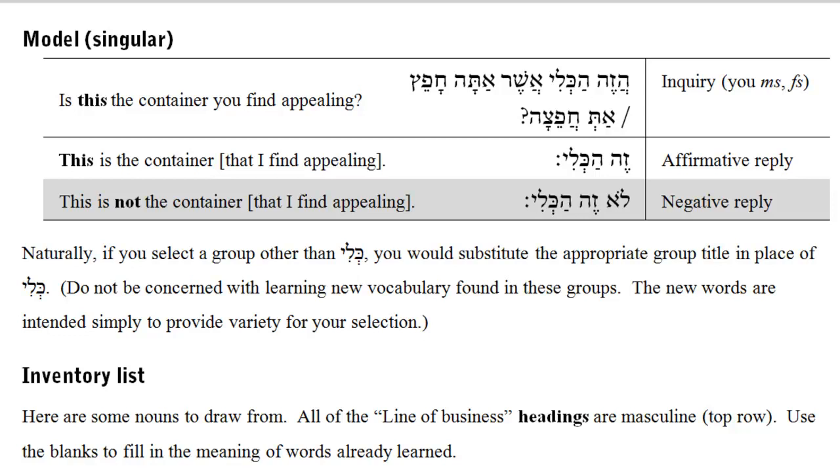Your classmate customer would observe to which of the kelim you were pointing and then would compare that to the mental selection that he or she has made and would respond either affirmatively, Zeh hakali, or if you have guessed the wrong subcomponent of the kelim list, then negatively the customer would respond, Lo zeh hakali. Of course, you will want to adjust the model based on which line of business you opt for.